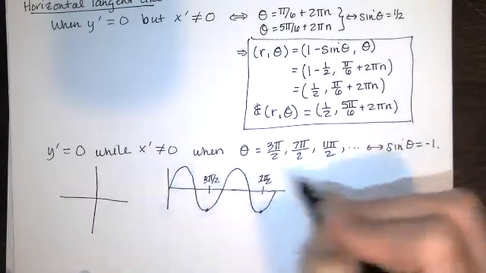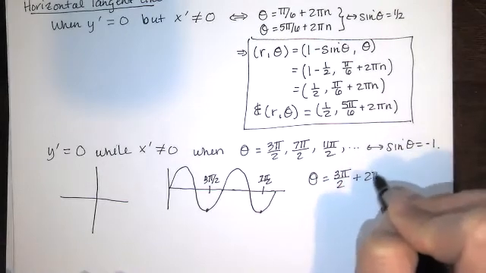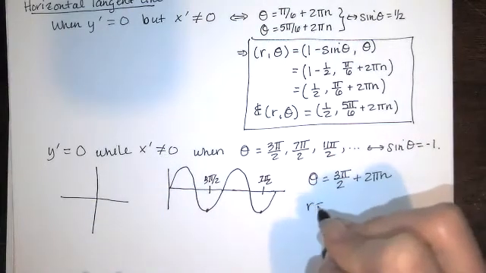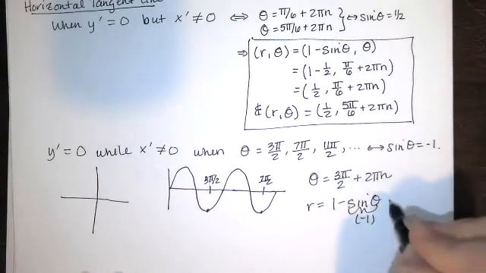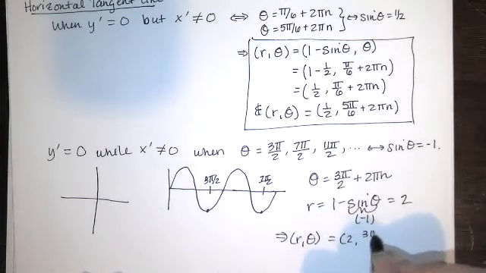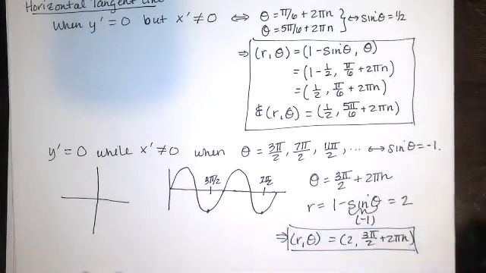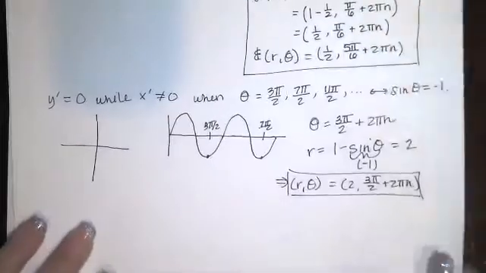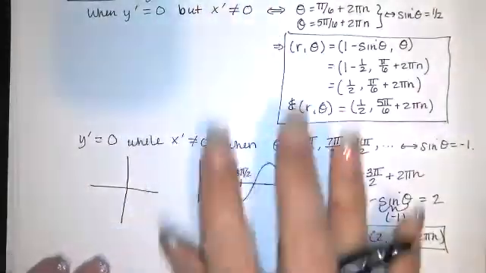Okay, so here theta is equal to 3 pi over 2 plus 2 pi n. That's when y prime is 0, but x prime isn't. And r is equal to 1 minus sine of theta, but sine of theta is negative 1 in all of those cases, so r is equal to 2. So (r, theta) is 2 and 3 pi over 2 plus 2 pi n. Okay, so I've got these guys, and these guys. Those all correspond to horizontal tangent lines of my original graph, and that's because y prime is 0 and x prime isn't.